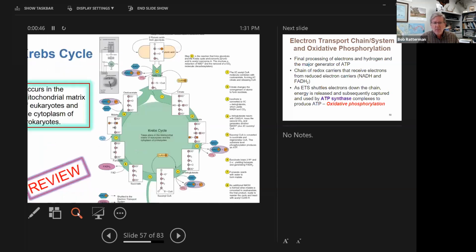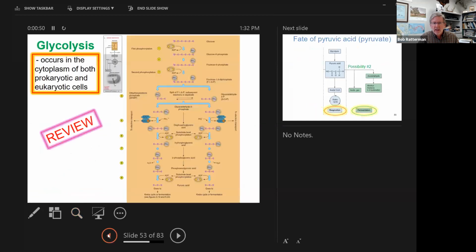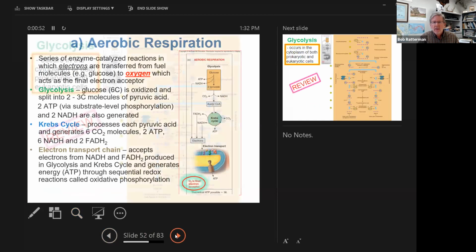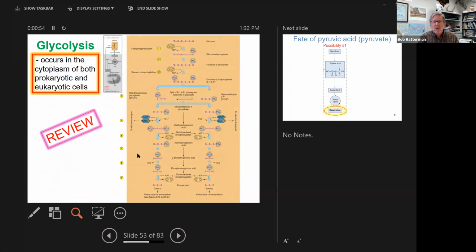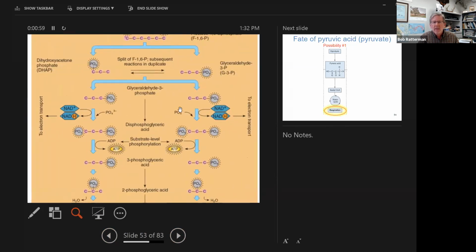And we could even go back to glycolysis here. If I can do that easily, I'm not sure. Here we go. The same thing applies here. We can zoom in on where NADH is being made here. Okay. These two NAD pluses that become reduced to NADH, they're getting their electrons from glyceraldehyde 3-phosphate.